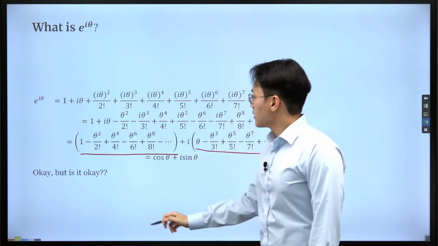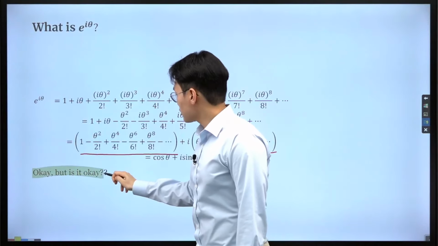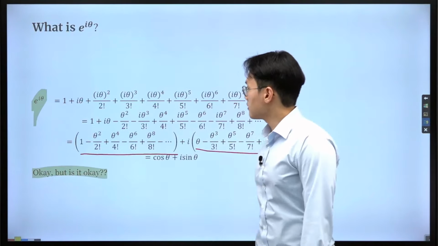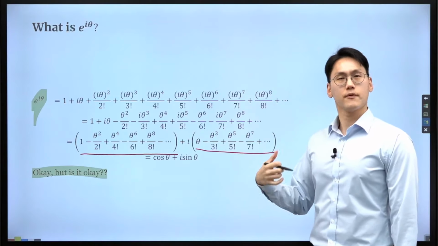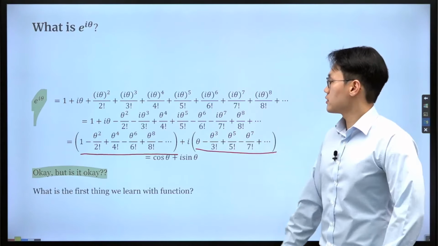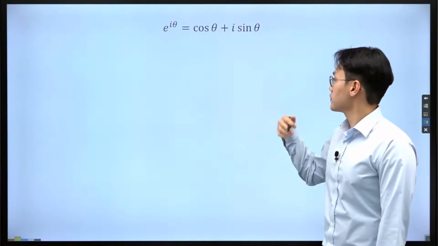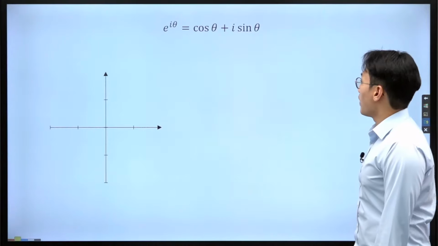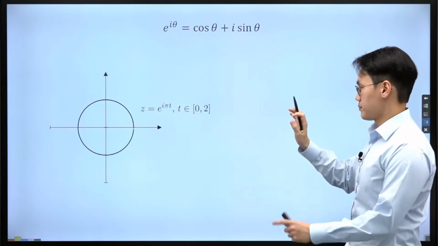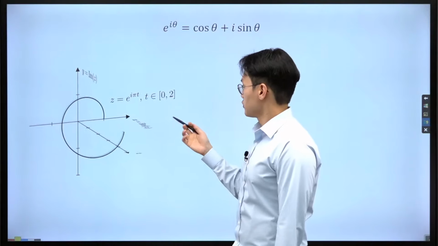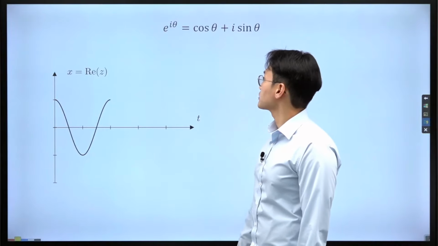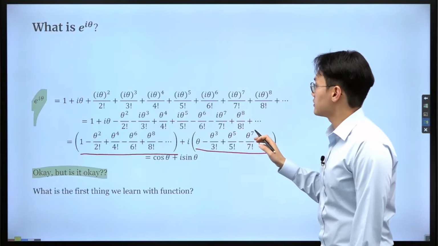However, what the student asked me was, is it okay? Because I cannot put some random complex number into a function, right? Because what we learn about the exponential function, my friend, is to start with the domain and range, isn't it? So before doing that, I'll show you a nice animation of the Euler form using the complex number. Let me quickly rewind that and then show you.